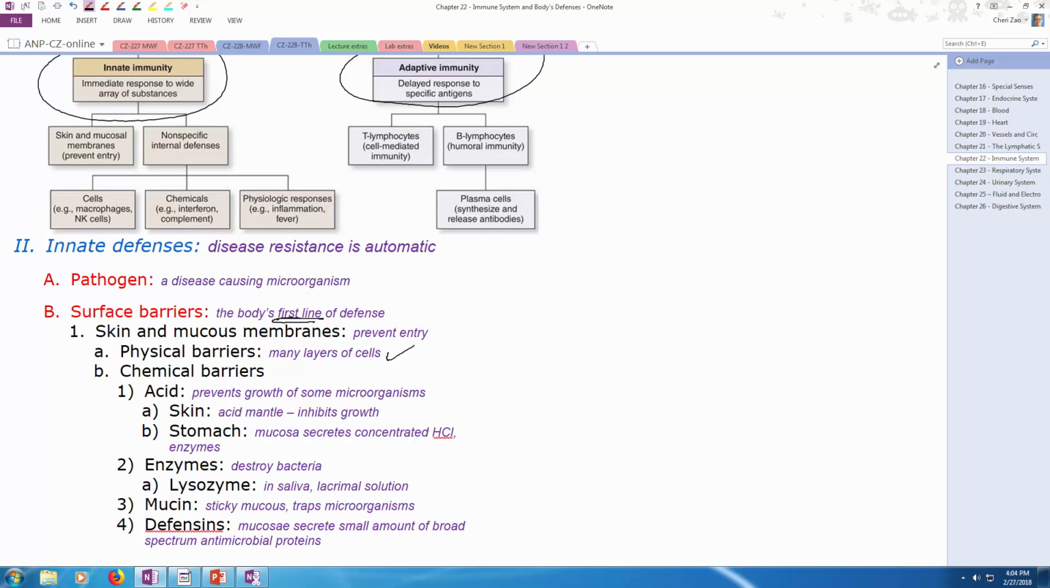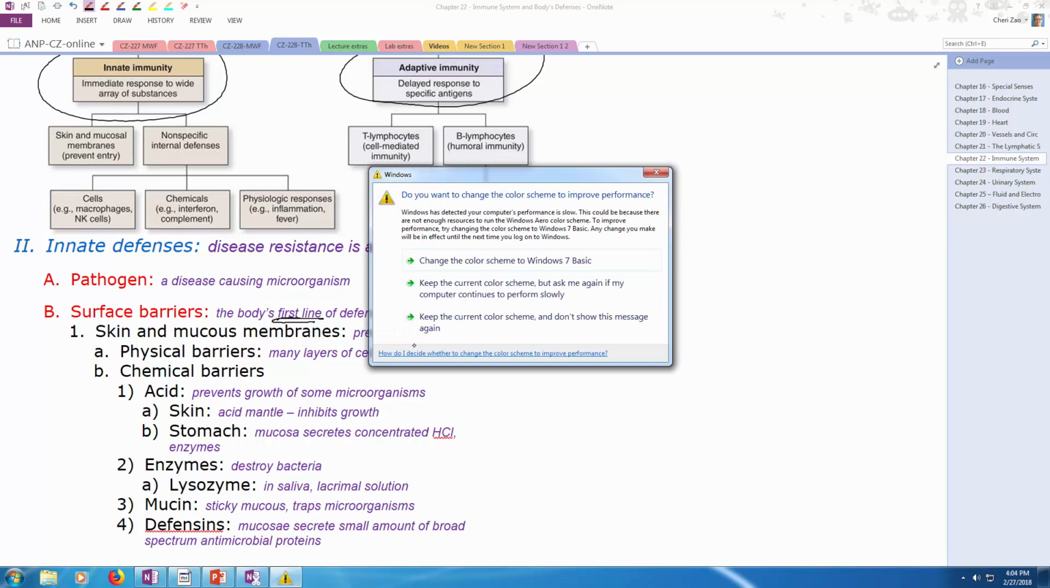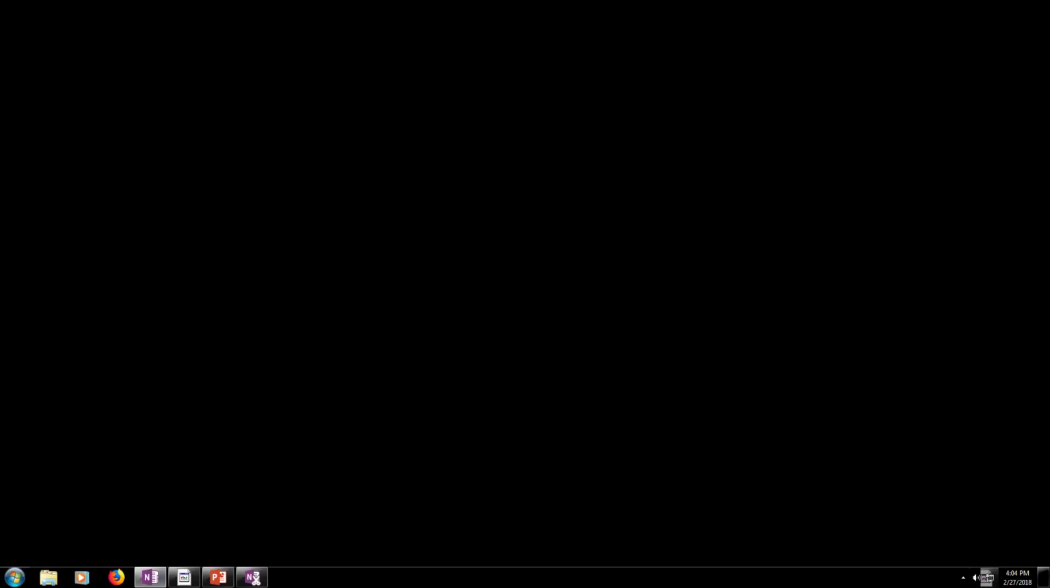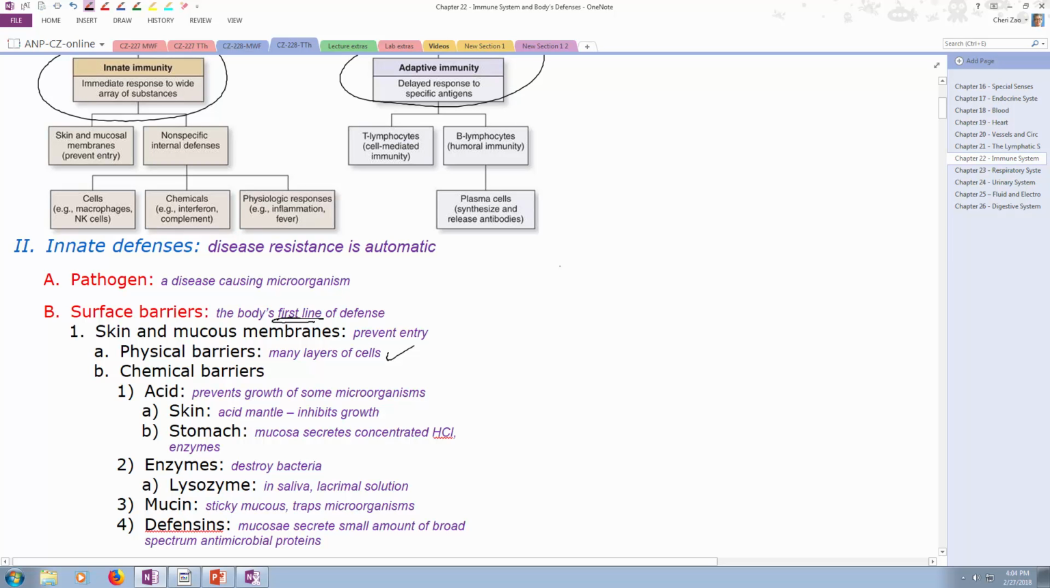Chemical barriers. Okay, so we have some things here listed. We have acid, we have enzymes, we have mucin, and this protein called defensin. So let's take a look at acid first. Acid is very effective at preventing the growth of many different types of microorganisms. Our skin is actually that acid mantle because we have sweat that is acidic and we have sebaceous secretions which are also acidic. So those two things together create a lower pH, which inhibits growth for many different organisms.